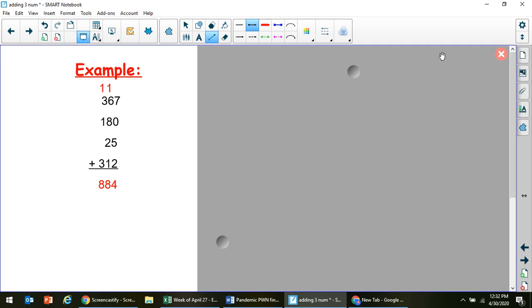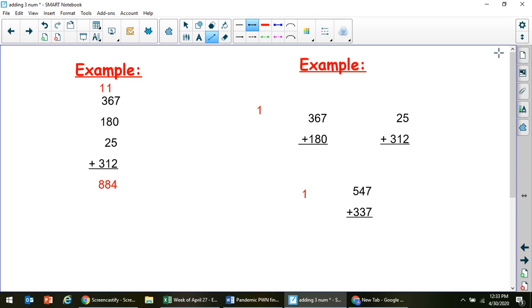Now, this last way I'm going to show you is breaking this down into smaller chunks. So I'm going to focus on these 2 numbers, and I'm going to add them first. So I'm going to add 367 plus 180. So I'm going to add the first two first. Okay. And then I'm going to add these two numbers, 25 plus 312. And whatever those sums are, yes, you see them down here, I'm going to add those. So let's take a look.